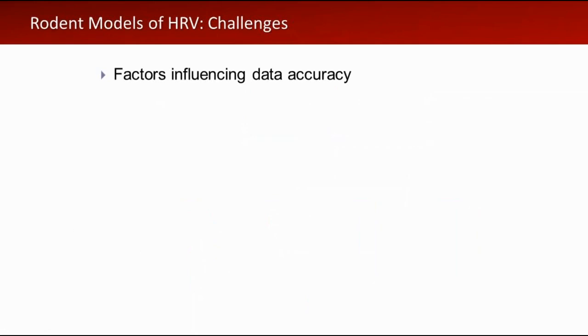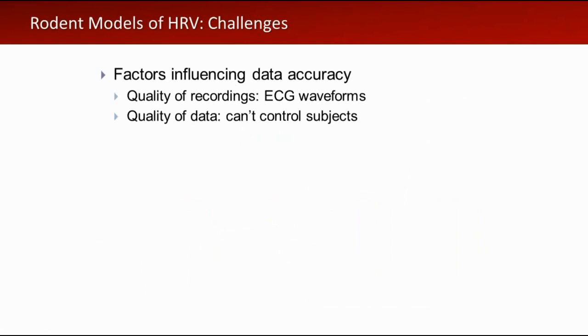And these factors are often influencing how accurate your data are. These include the quality of the recordings themselves, so the fidelity of these ECG waveforms, or the quality of the data in terms of you have no control over your subject. So oftentimes heart rate variability data in humans is taken when the human is seated and their respiration is controlled. Rodents are non-stationary. They breathe whenever they want. And so that is an inherent challenge.